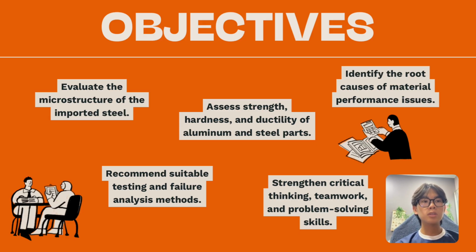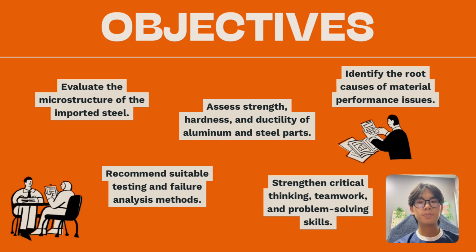So the next one is the objectives of this presentation. First of all, we will evaluate the microstructure of the imported steel. Then we will assess strength, hardness and ductility of both our materials, aluminum and steel parts. Then we will identify the root cause of material performance issues. Then after everything is done, we will recommend the most suitable testing and failure analysis methods. And last but not least, we will strengthen the critical thinking, teamwork and problem solving skills.